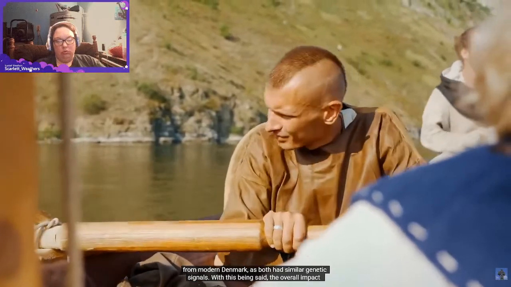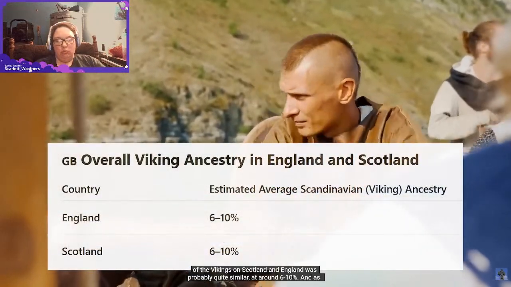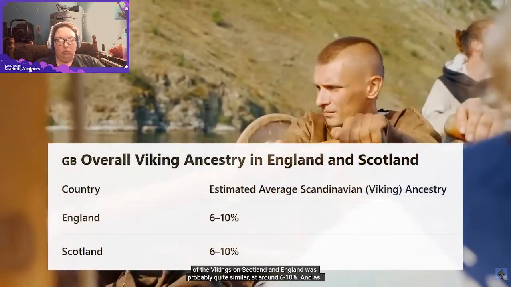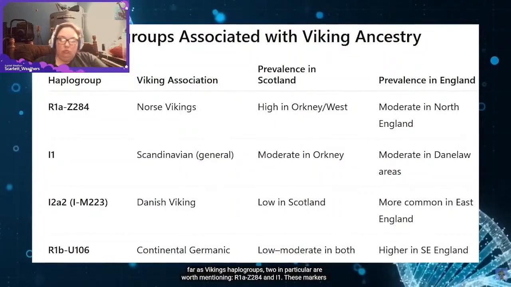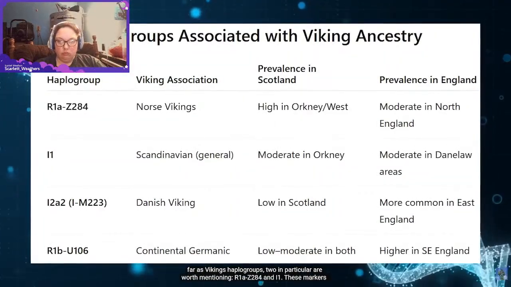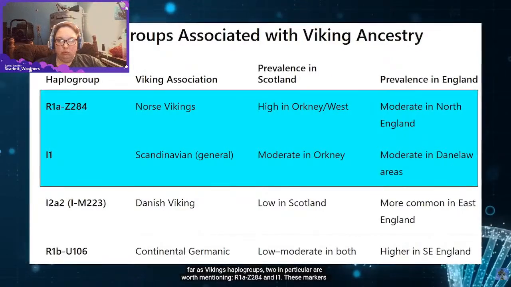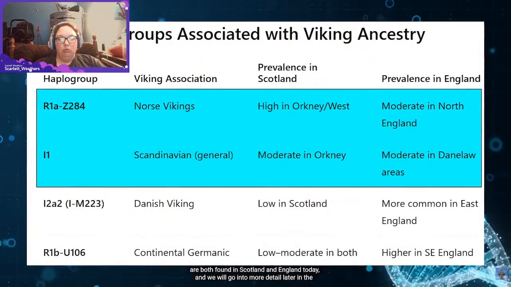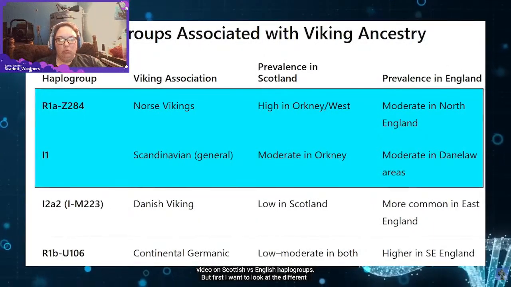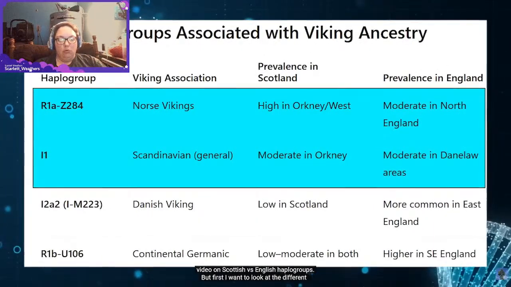With this being said, the overall impact of the Vikings on Scotland and England was probably quite similar, at around 6 to 10%. And as far as Viking haplogroups, two in particular are worth mentioning: R1a-Z284 and I1. These markers are still found in Scotland and England today, and we'll go into more detail later in the video on Scottish versus English haplogroups.